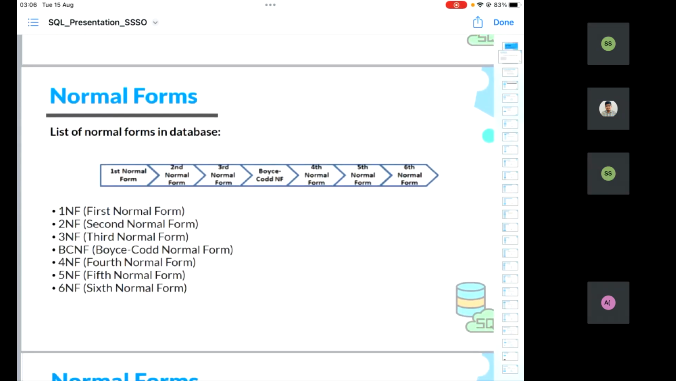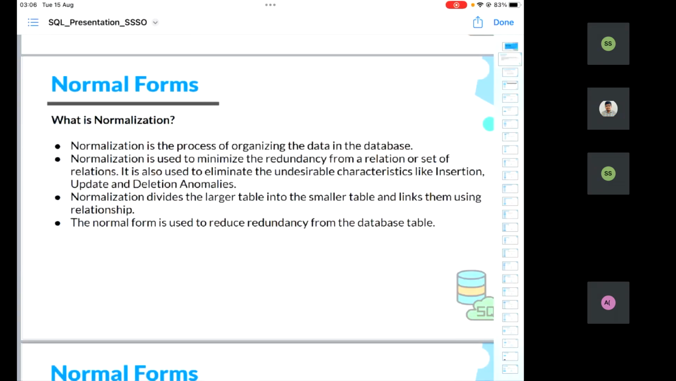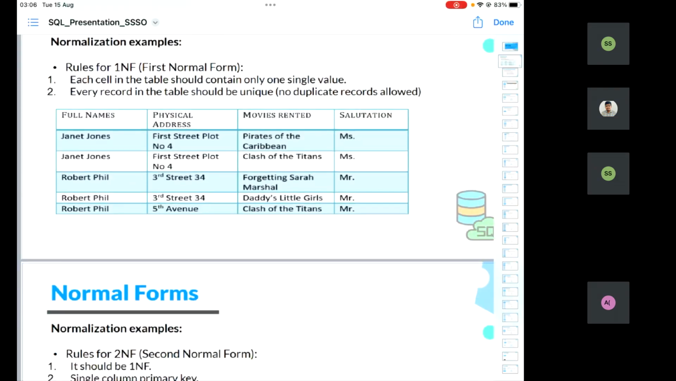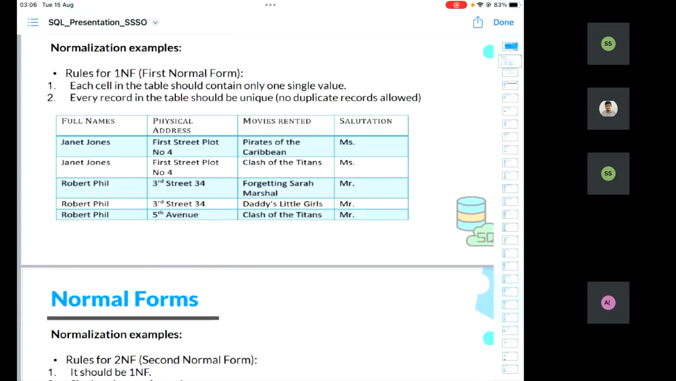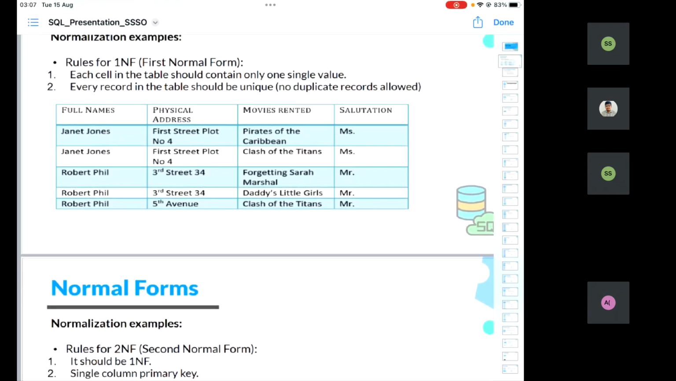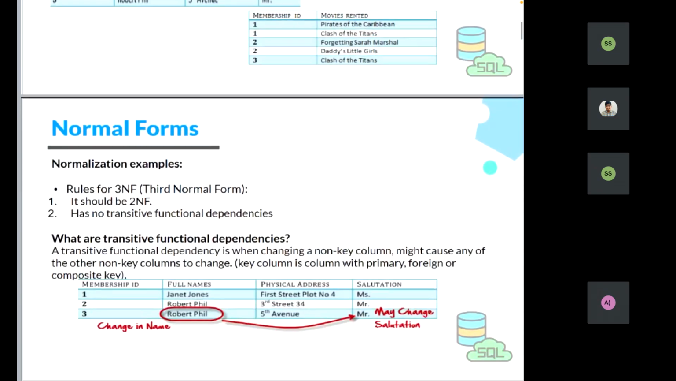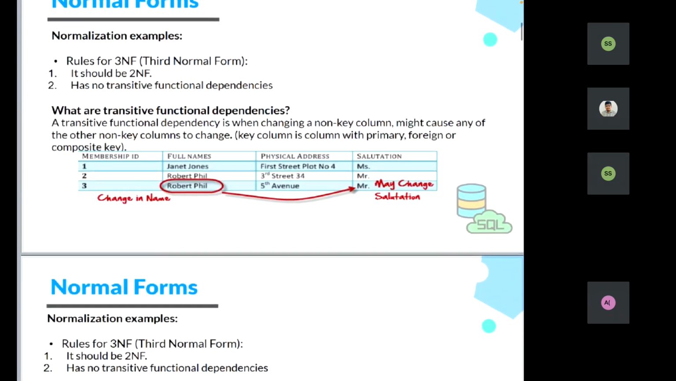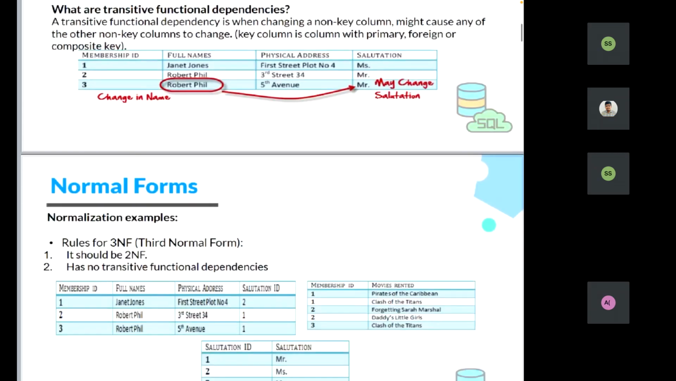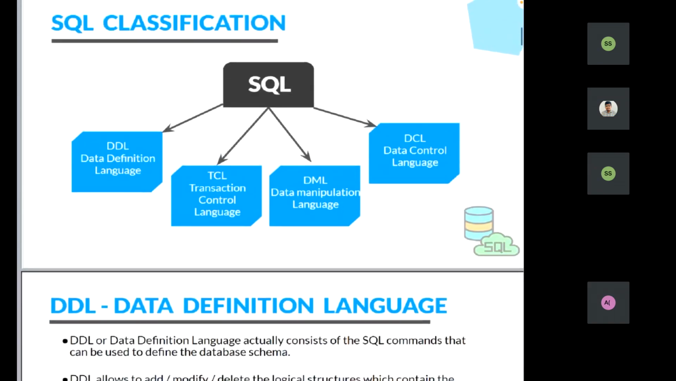And then we discussed three normal forms. First normal form, and we also understood what normalization is, and the three normalization forms. First normal form should have only single values, only unique values, no duplicates allowed. Second normal form will have the first normal form, and then we will have the primary key as well. Third normal form will contain second normal form and no transitive dependencies. So that's what we learned yesterday, and then we started SQL classification.